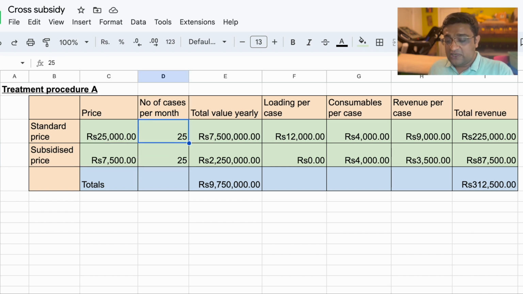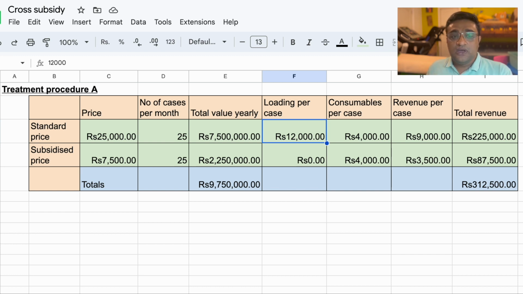Now, just imagine that this particular hospital does 25 cases at the standard price and 25 cases at the subsidized price. Now, the total value is given. Now, understand what is a loading per case. Loading per case is the infrastructure loading cost. For example, if you buy a costly equipment and you use it for 100 cases in total, the loading per case would be the cost of the equipment divided by 100.